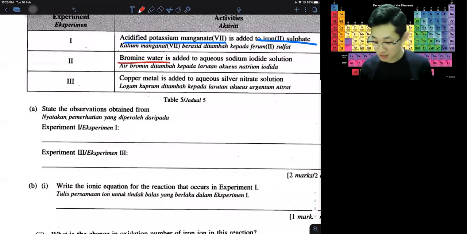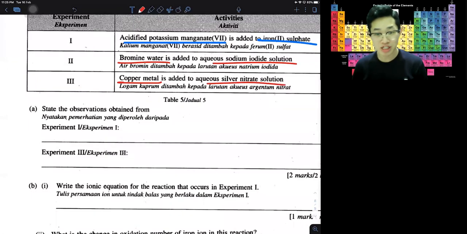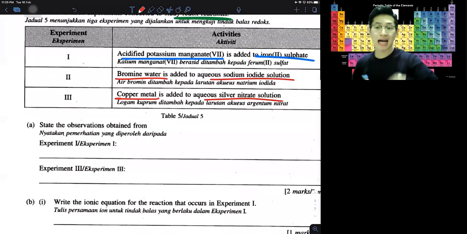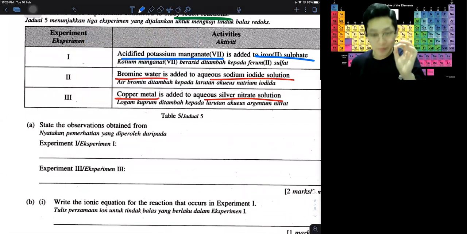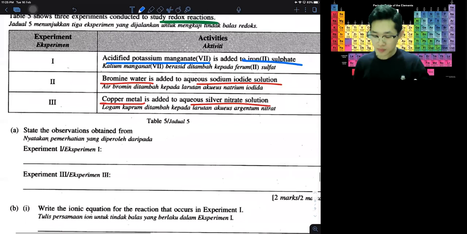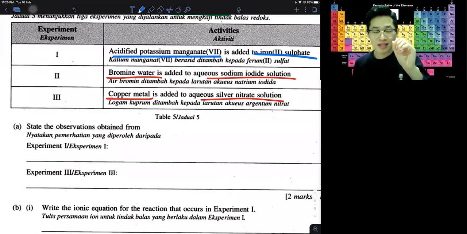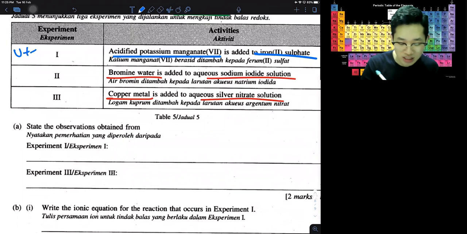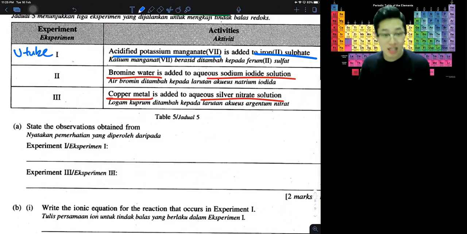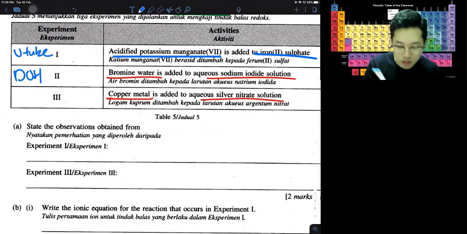Bromine water, aqueous sodium iodide, copper metal, aqueous silver nitrate solution. Don't use other acids. I chose this question because it has 3 different types of reaction. This is actually the U-tube reaction. The two chemicals are from the U-tube reaction. And then this is displacement of halogen. And this is displacement of metal.